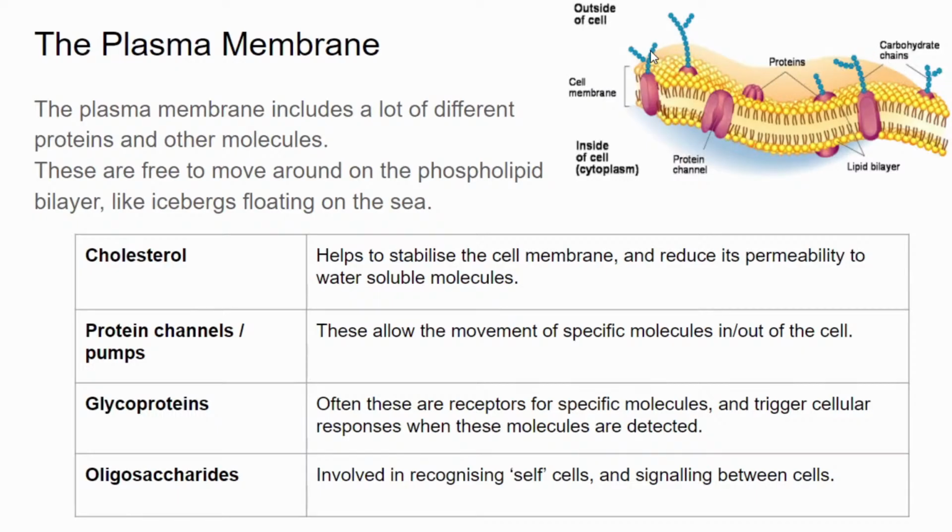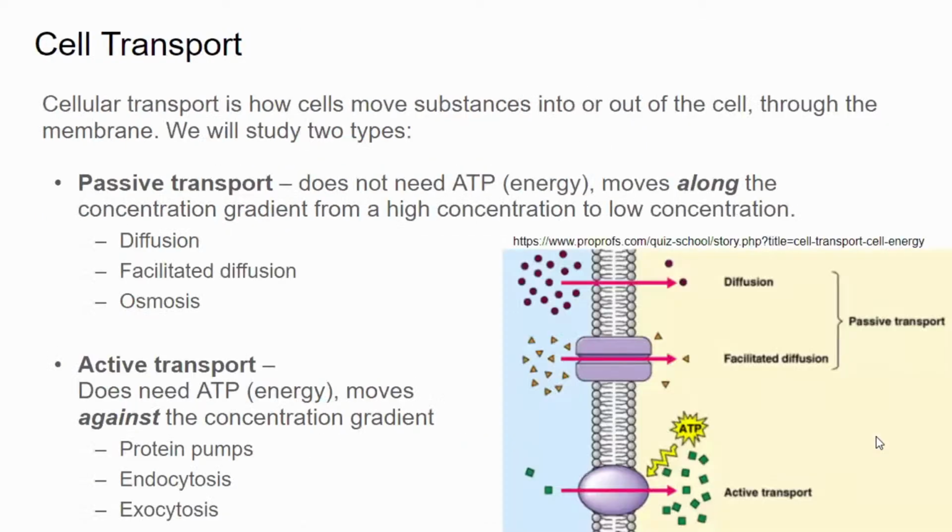And then lastly, these blue chains hanging off some of our proteins here are what we call carbohydrates or oligosaccharides, and they're involved with cells recognizing self-cells, so cells within the same body, and they're able to signal between different types of cells. The most important ones that we need to look at are our channel proteins and our carrier proteins.